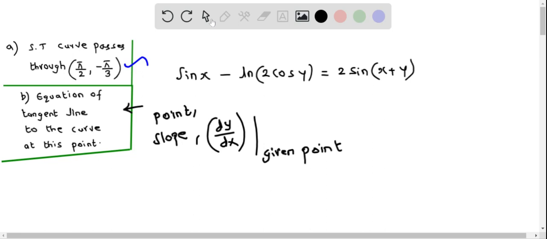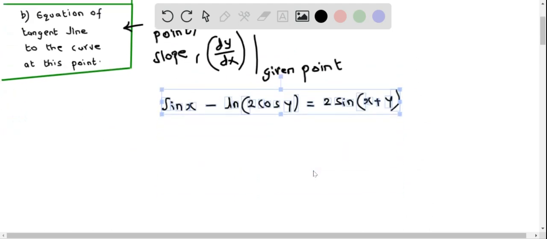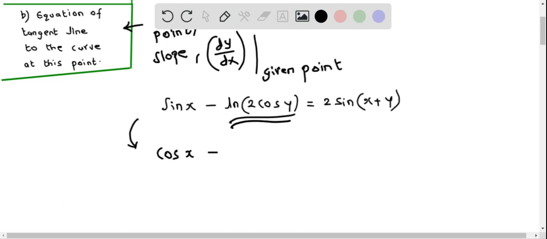So for that, I'm going to take this given curve as an implicit equation, and find dy/dx by differentiating implicitly with respect to x. First I differentiate sin x. Differentiation of sin x is cosine x, minus, here we have natural logarithm of 2 times cosine of y. Here we have to apply the chain rule, that is, we have to consider the outer function as well as the inner function. The outer function is the natural logarithm function and the inner function is 2 cosine of y.